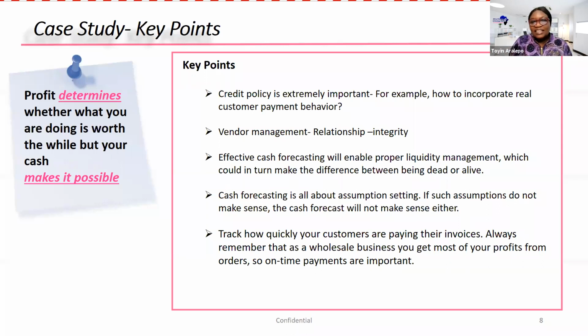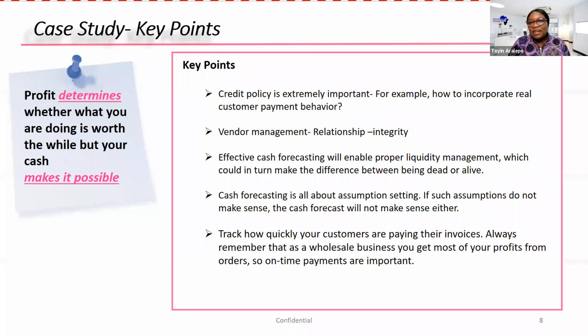So effective cash forecasting will enable proper liquidity management. So what I'm trying to say is that you need to plan your cash, you need to manage your cash, and everything starts with the planning, and we will get into that. So you need to forecast how much cash is required at any point in time. And one more point I want to highlight is that if you're not tracking your records, there's no way you'll be able to plan your cash flow. There's no way you'll be able to manage your cash properly. So one thing you also need to look out for is how quickly are you getting paid by your customers?